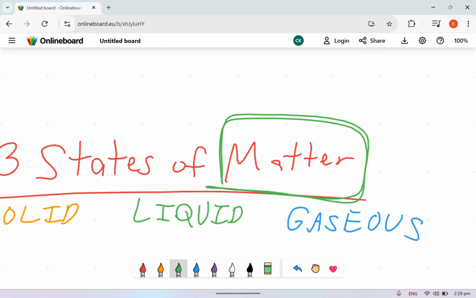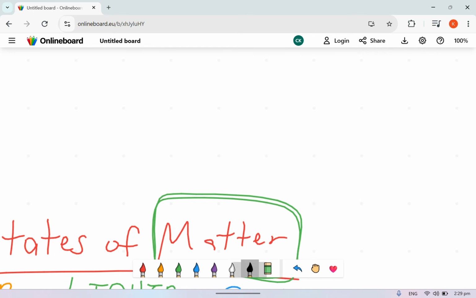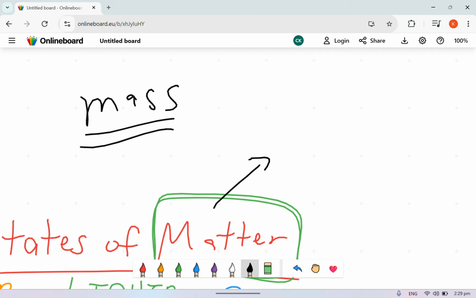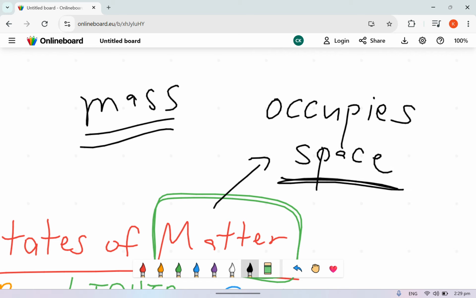And what even is matter in the first place? It will link back, alright, it will link back. Matter is anything that has two things. Firstly, mass and occupies space. Okay? This is the definition.